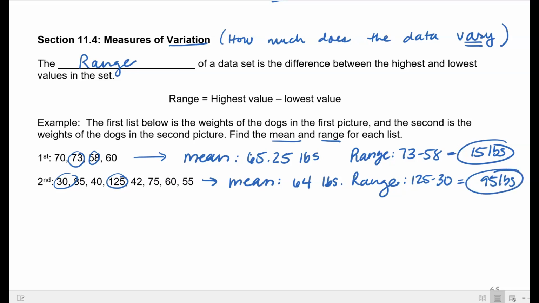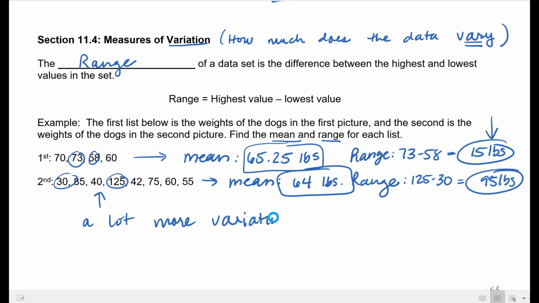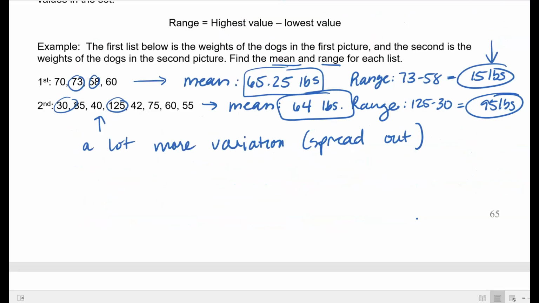So here's an example where you've got means that are really similar. If you didn't have the range, you could look at those numbers and think, oh, the dogs in both these pictures were pretty similar. But the range tells us a different picture. It tells us that this first set of dogs had weights that were pretty similar to each other. They didn't vary very much. Whereas the second set of dogs had a lot more variation, which just means they were spread out. So it's nice to have the range there because the mean wouldn't have told us that whole picture.